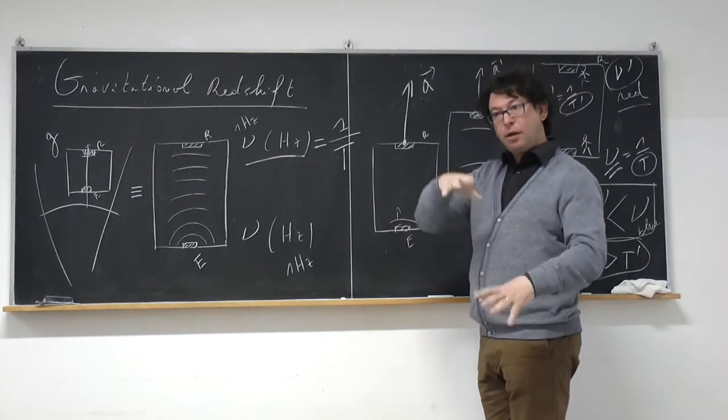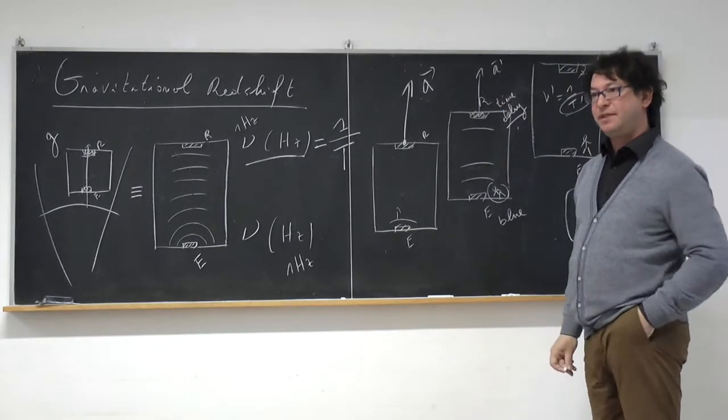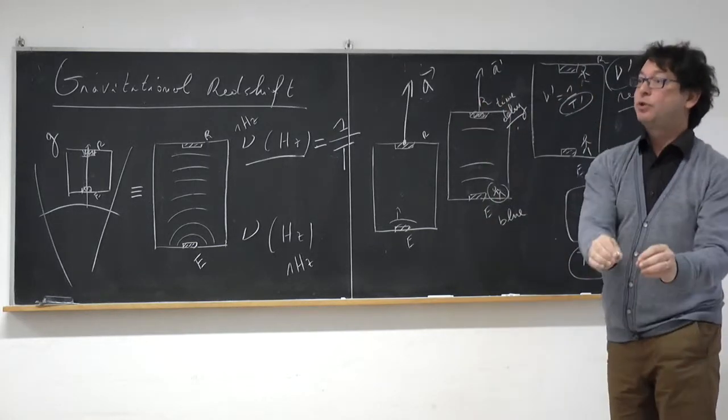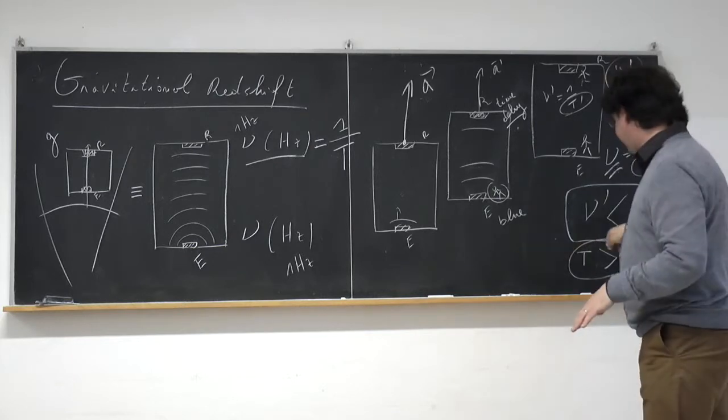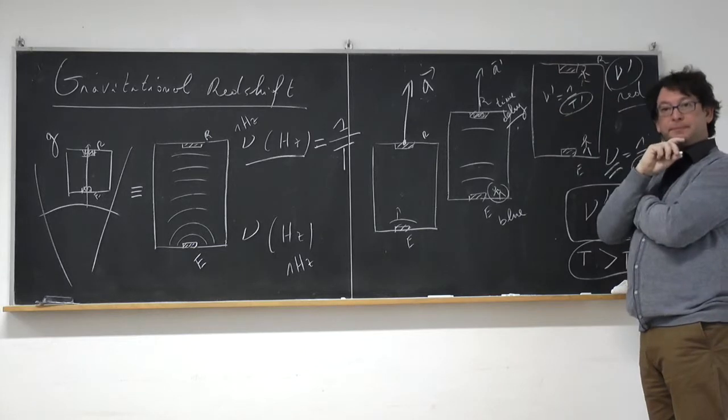Gravity affects clocks. So it's a new kind of relativity of time. Clocks very close to a planet are different from clocks far from the planet. Okay?